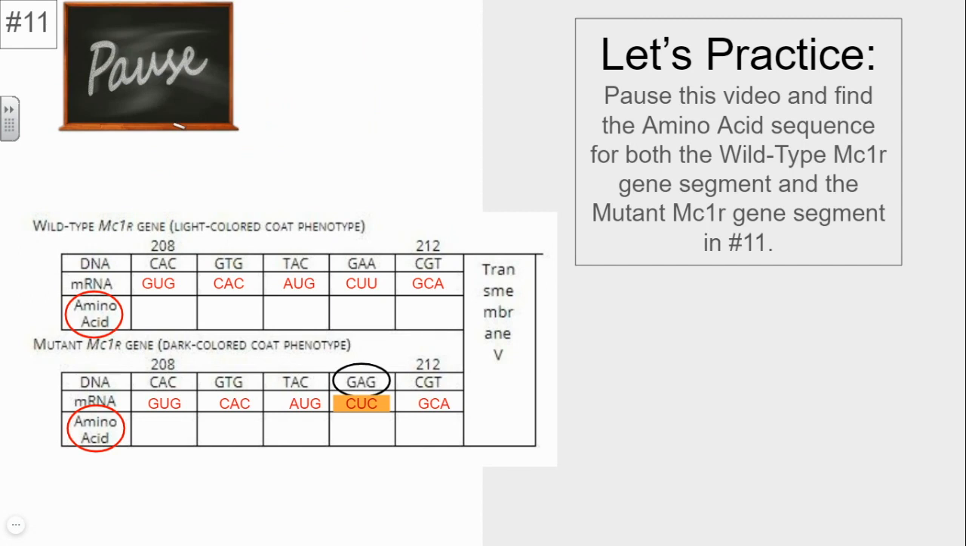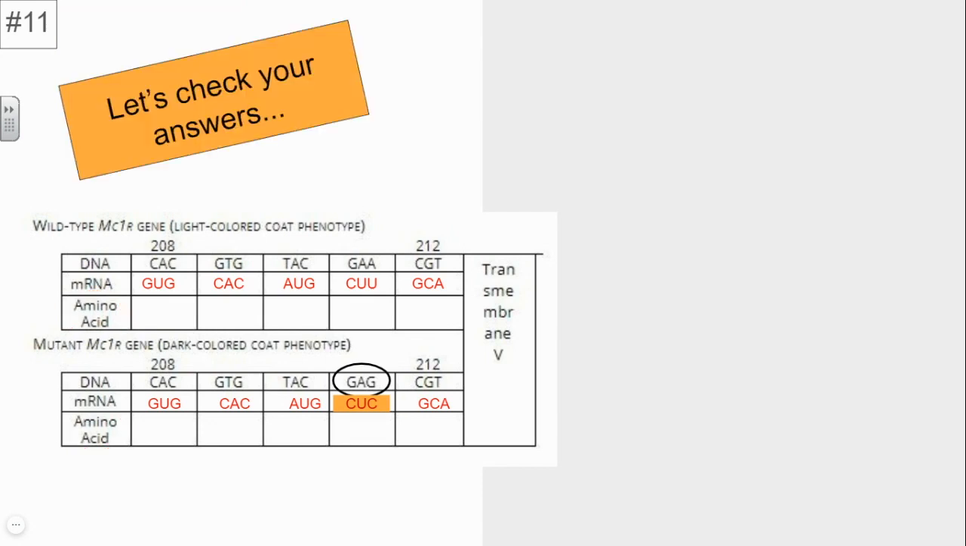Now let's practice translation. Pause this video and find the amino acid sequence for both the wild type and the mutant MC1R gene segment in number 11. Let's check your answers. The amino acid sequence is valine, histidine, methionine, serine, and alanine.